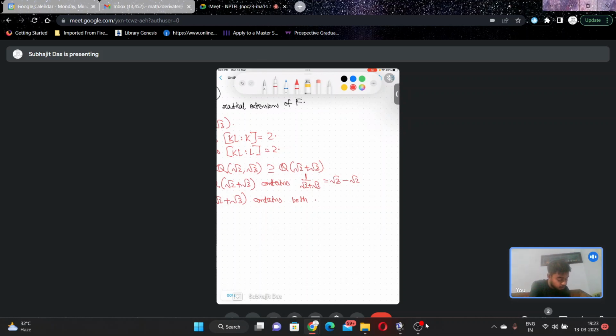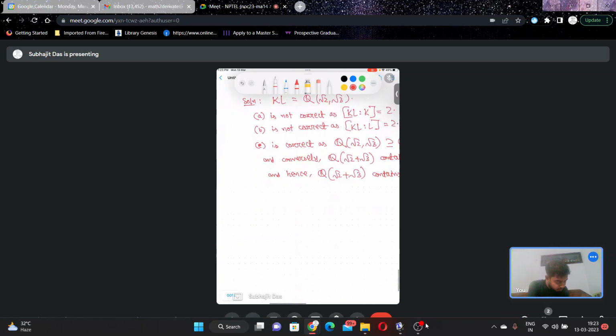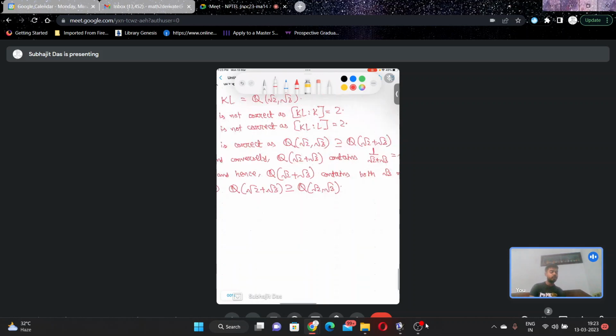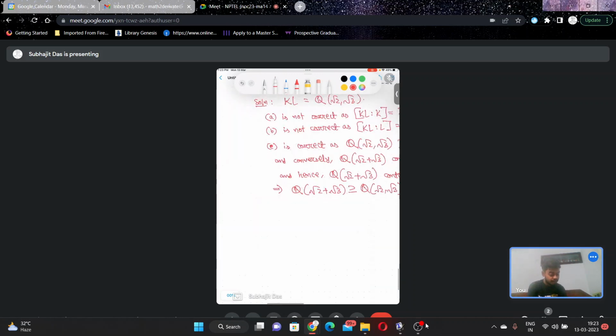So it contains both root 3 and root 2, which implies Q adjoined with root 2 plus root 3 is actually equal to Q adjoined with root 2 comma root 3. We have jumped a step, maybe I'll write it fully. So this contains this, and so we have inclusions in both directions, which implies that they are equal. And option D is clearly correct.